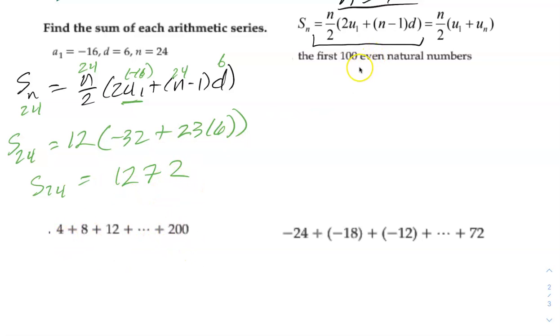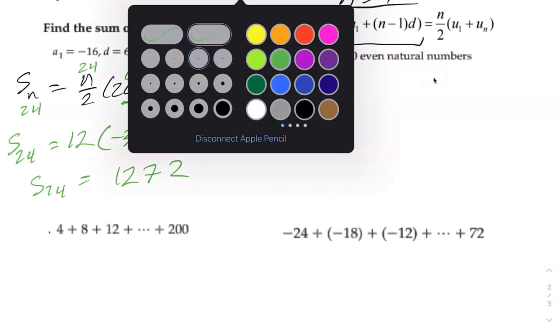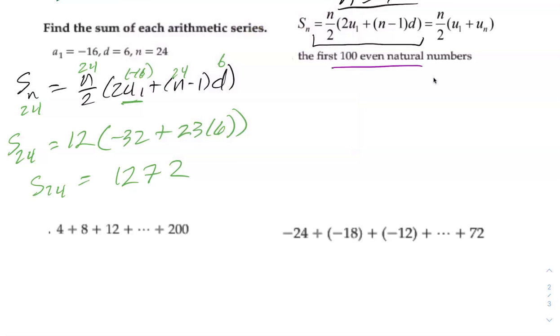Next one, the first 100 even natural numbers. So we just have to know what those are. The first even natural number is 2, then 4, then 6, and so on, until I get to 100 even natural numbers. Now in this case, we do a little shortcut. Since we're going by 2, the last term is not going to be 100, it's actually going to be 200. If you can figure it out, it makes your life a lot easier, because then you can use the shortcut version, and we'll do that right now.